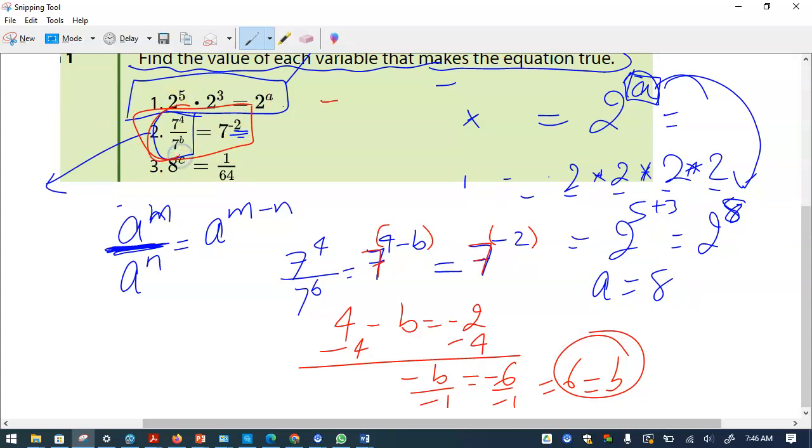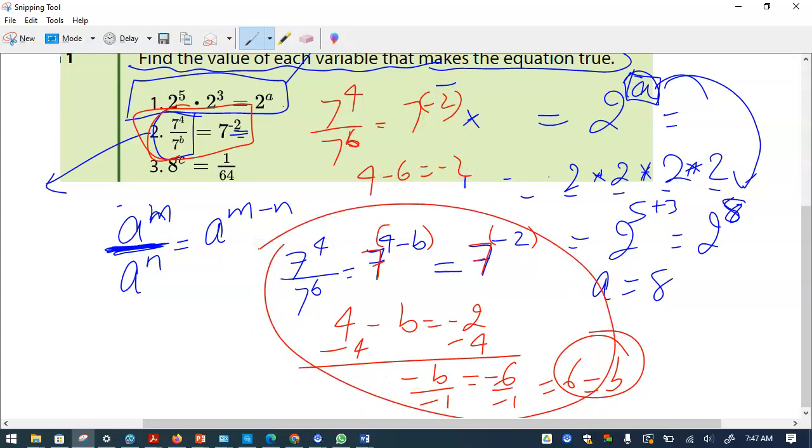And that's the only way you can get minus 2. Even though common sense makes it very clear that to get this minus 2, b has to be 6, because 4 minus 6 only will give you minus 2, it's better to write all the steps to really understand how it works.